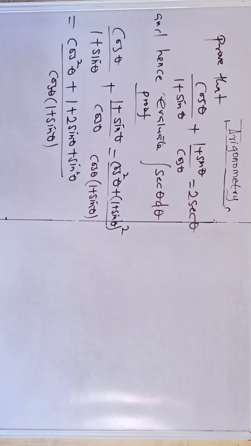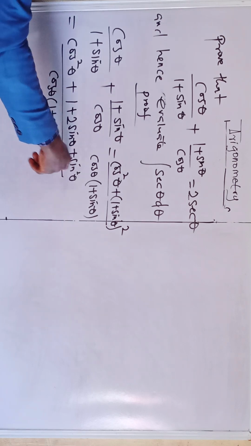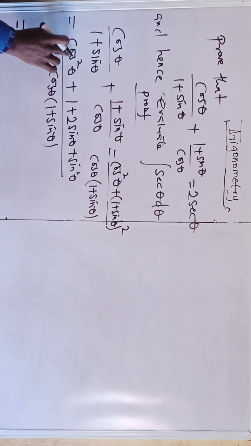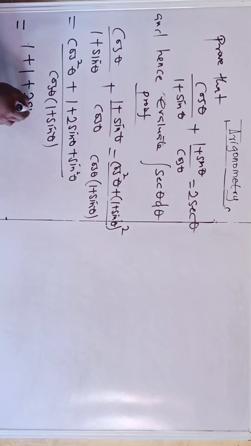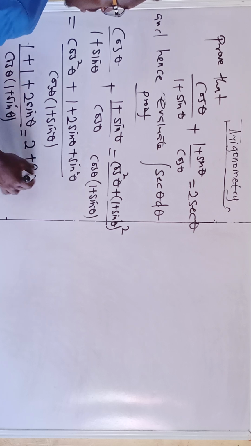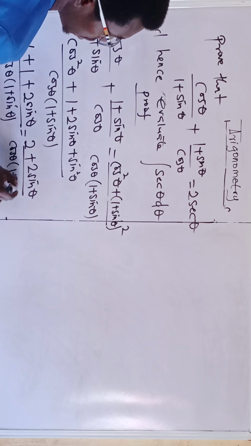Can you see that? All right. Now, recall from trig identities that cosine squared of theta plus sine squared of theta gives us 1 as a result. So that means I can write this as 1 plus 1, then plus 2 sine of theta, all divided by cosine of theta multiplied by 1 plus sine of theta. And this can be written as 2 plus 2 sine of theta over cosine of theta multiplied by 1 plus sine of theta, all right?